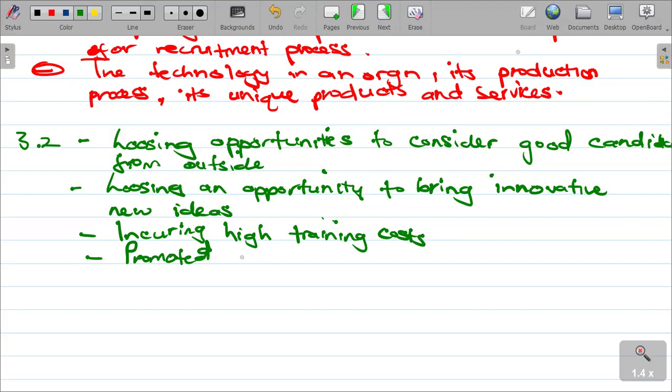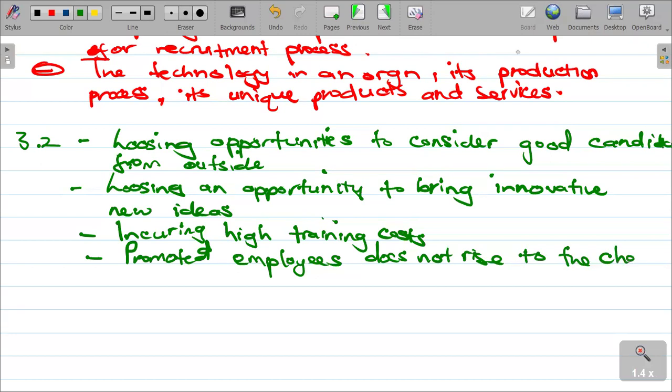Promoted employees do not rise to the standard or to the challenge. That's why they would decide to recruit from outside rather than internal.